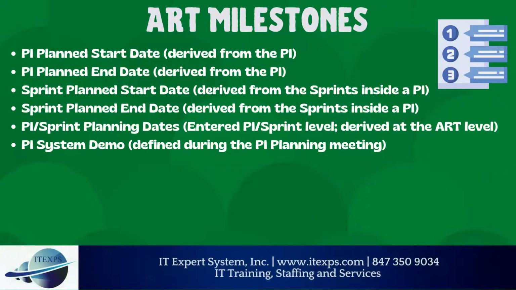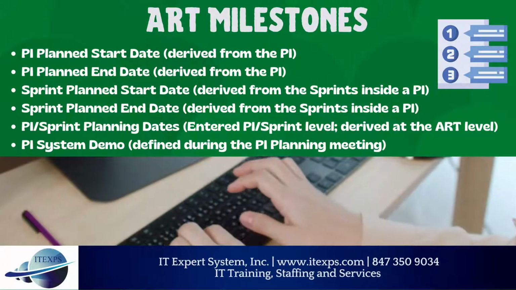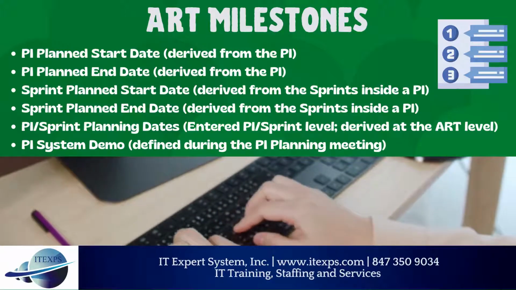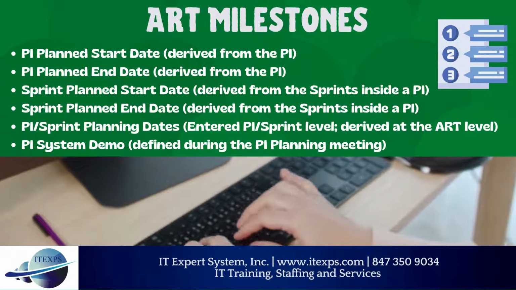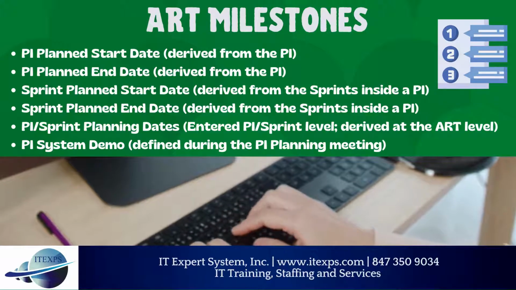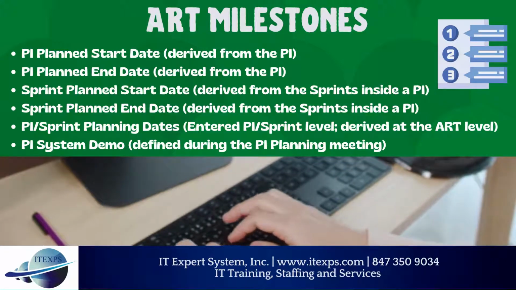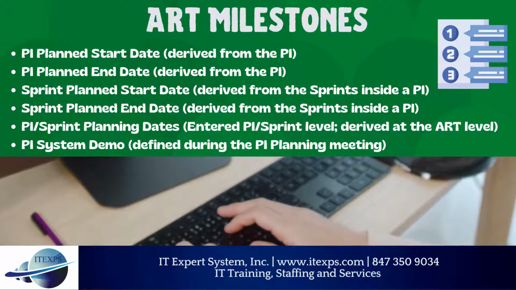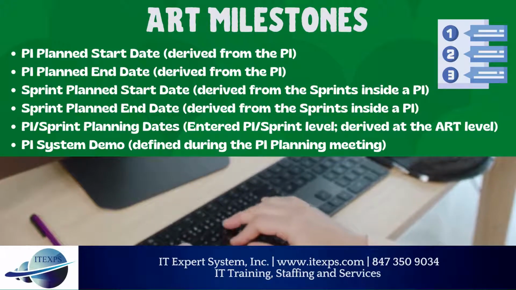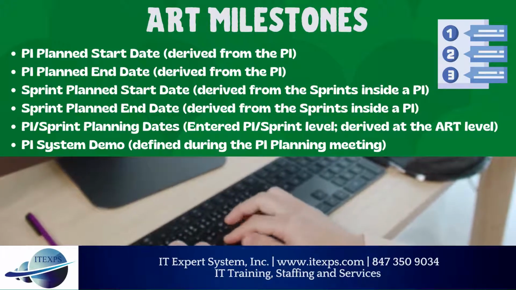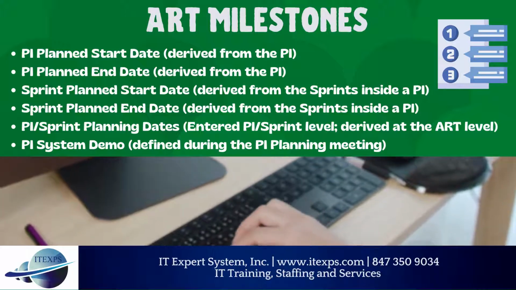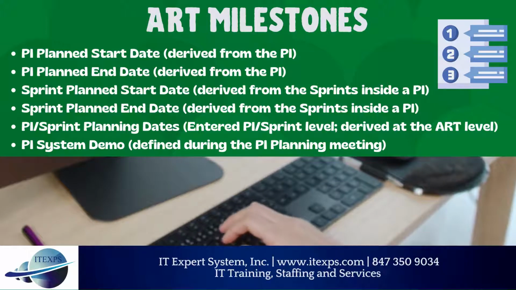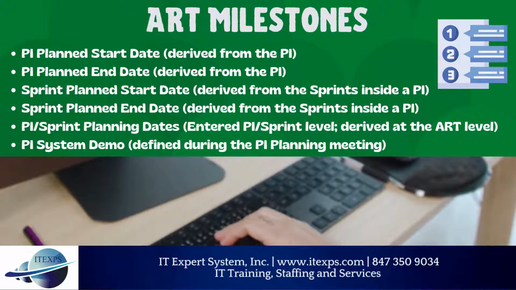Here's a list of milestones adhered to in ART. They are tracked regularly. PI planned start date derived from the PI, PI planned end date derived from the PI, sprint planned start date derived from the sprints inside a PI, sprint planned end date derived from the sprints inside a PI, PI or sprint planning dates entered at the PI or sprint level derived at the ART level, and PI system demo defined during the PI planning meeting.